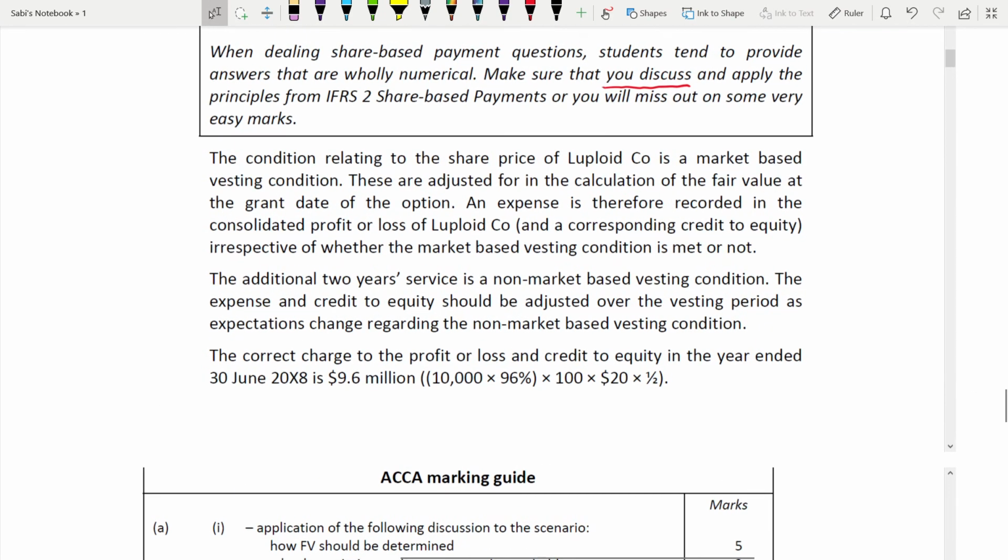Okay. So now it has been divided into 3 paragraphs. The condition relating to the share price of Luploid is a market-based vesting condition.